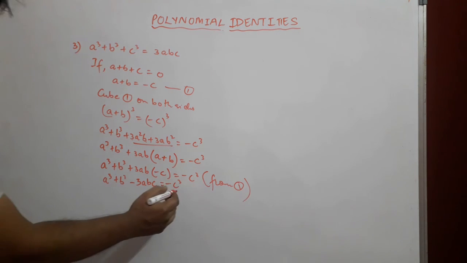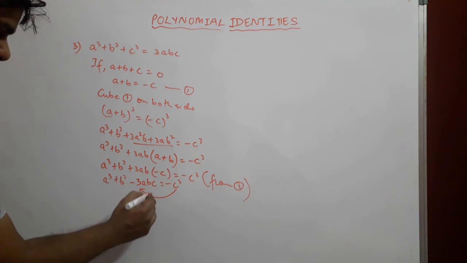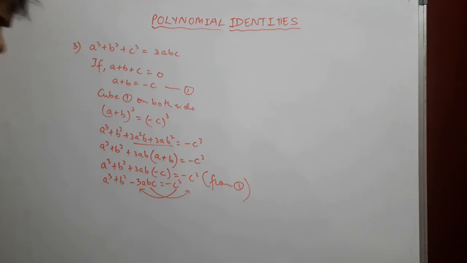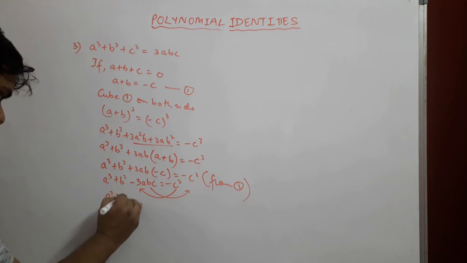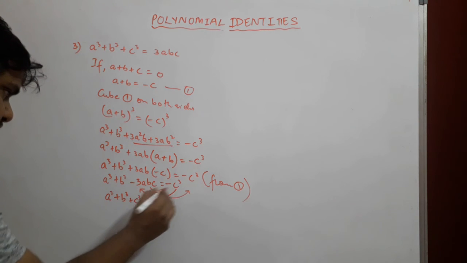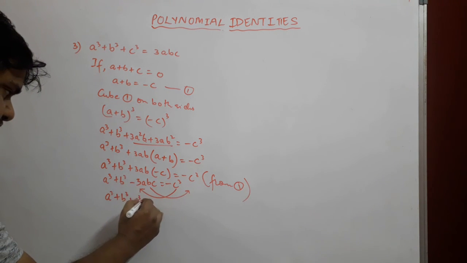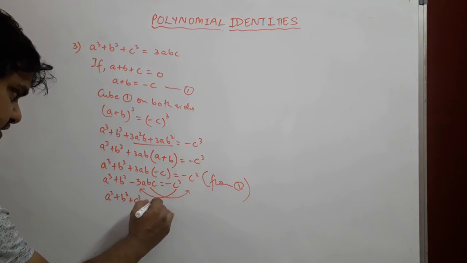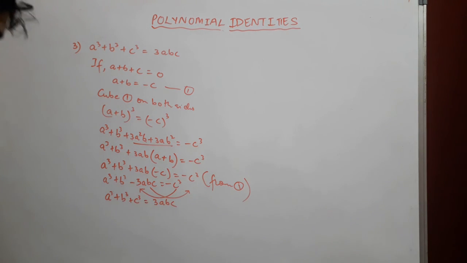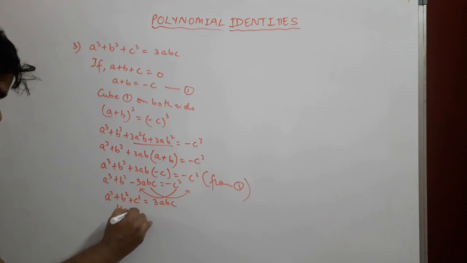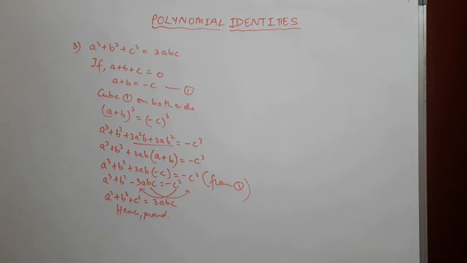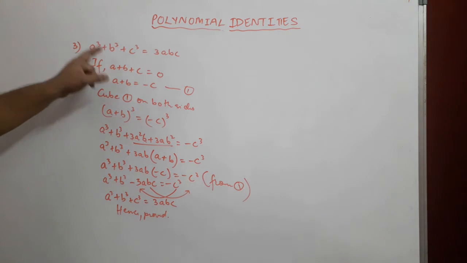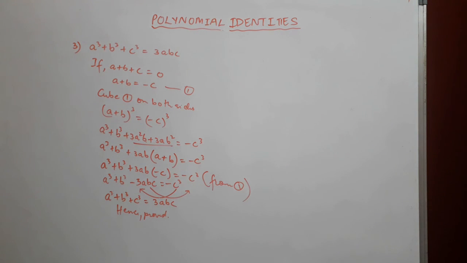Now what I do is I'll bring minus c cube to the left hand side, and minus 3abc I'll bring to the right hand side. So I get a cube plus b cube plus c cube equal to 3abc, because minus c when it comes to the left hand side becomes plus, and minus 3abc when it goes to the right hand side also becomes plus. Fine. So you can say hence proved. So with this we end up proving all three identities, the final one being a cube plus b cube plus c cube equal to 3abc.